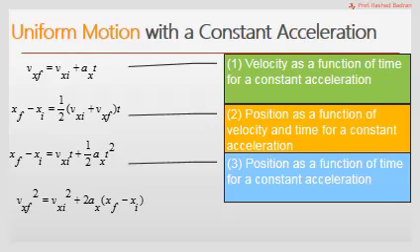And the last one is the square of the final velocity equals the square of the initial velocity plus 2 multiplied by the product of acceleration and the displacement.